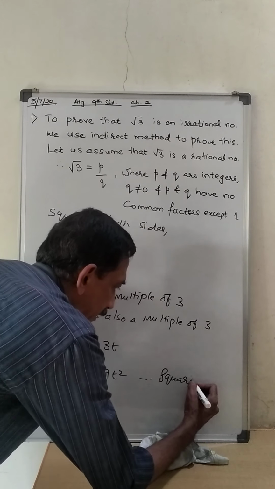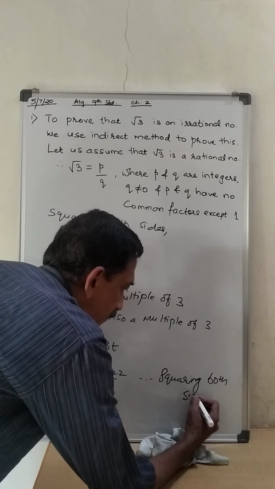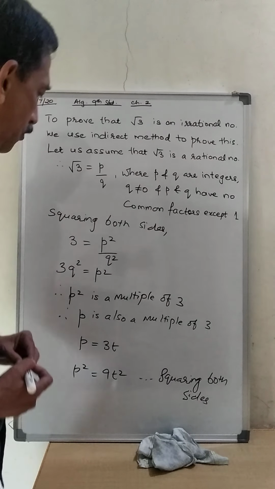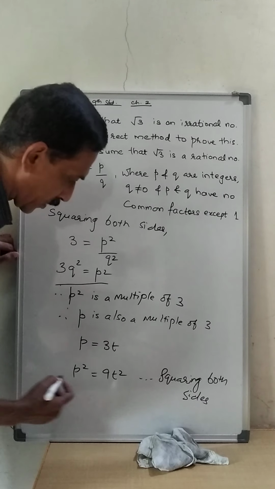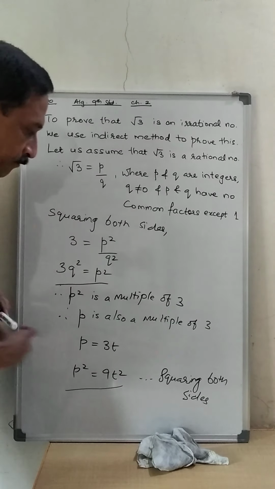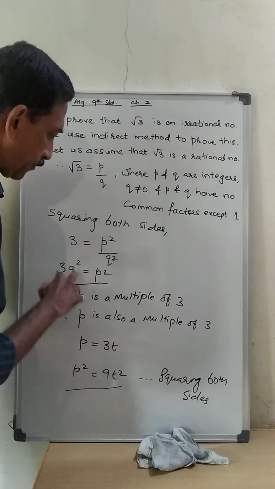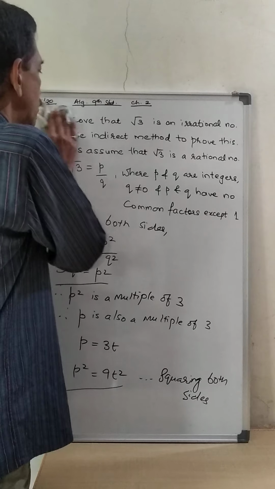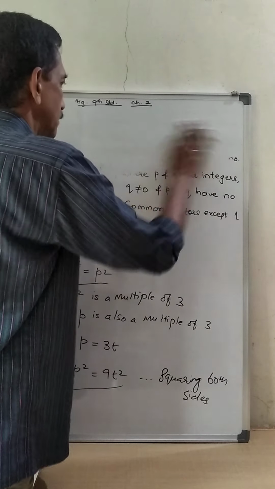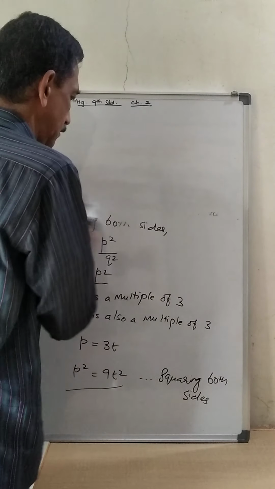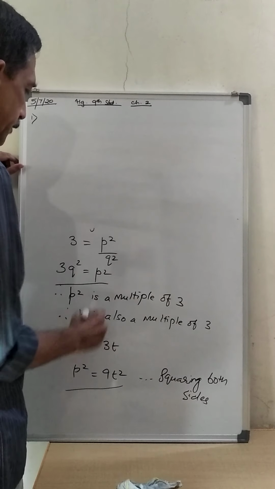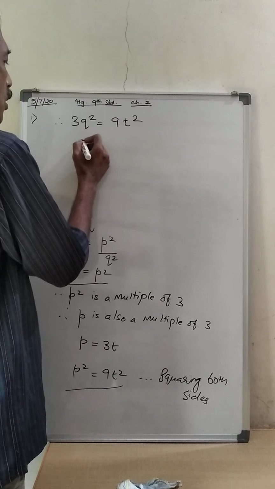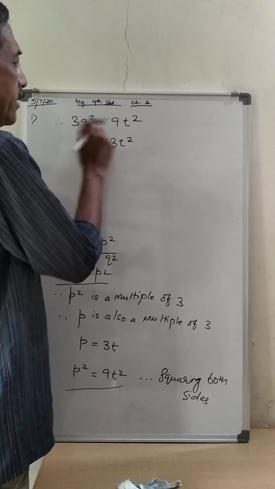Squaring both sides, we get P square is equal to 9T square. Now here we have 3Q square is equal to P square, and here we have P square is equal to 9T square. So ultimately 3Q square is equal to 9T square. So from both these expressions we get 3Q square is equal to 9T square, or Q square is equal to 3T square divided by 3.